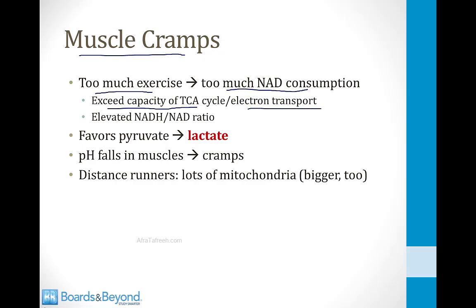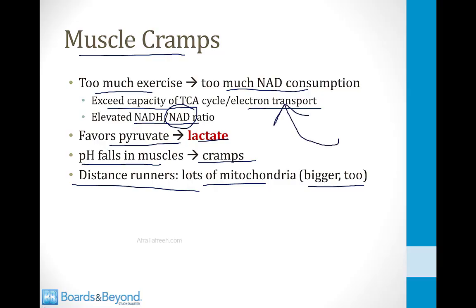You have an elevated ratio of NADH to NAD. This favors the conversion of pyruvate into lactate to get that NAD back that muscles need. This means the pH will fall in muscles, and this is what leads to muscle cramps. And long distance runners have lots of mitochondria and larger mitochondria so that this doesn't happen, and they can continue to use the electron transport cycle and keep the level of lactic acid inside of their muscles low.